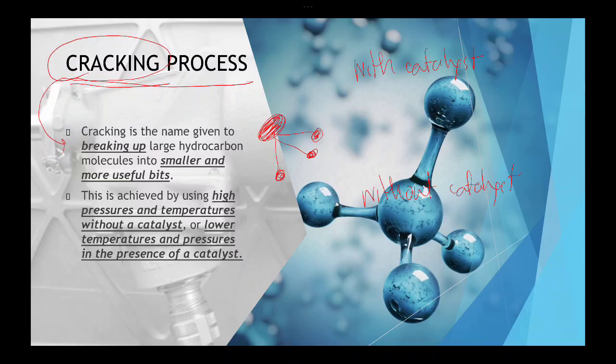Okay, so if you'll be using the process with catalyst, you'll just need low pressure and low temperature, while without catalyst, you'll be using high pressure and high temperature. Okay, that's the two processes, with and without catalyst. With catalyst, low pressure and low temperature. If without, you'd need high pressure and high temperature.